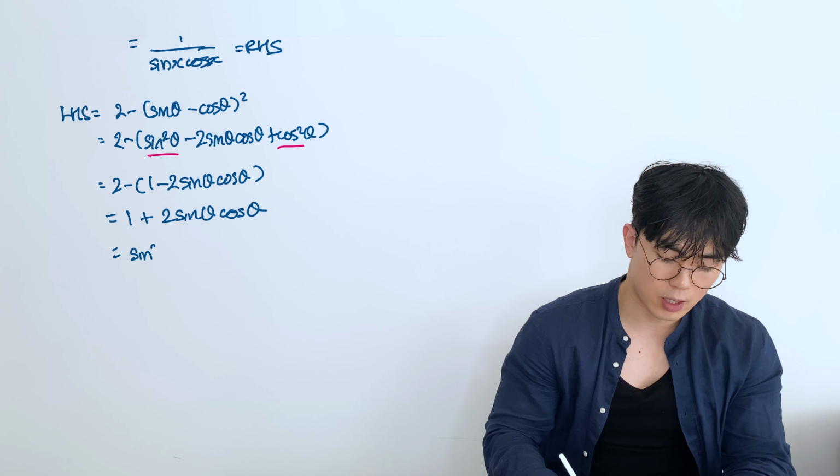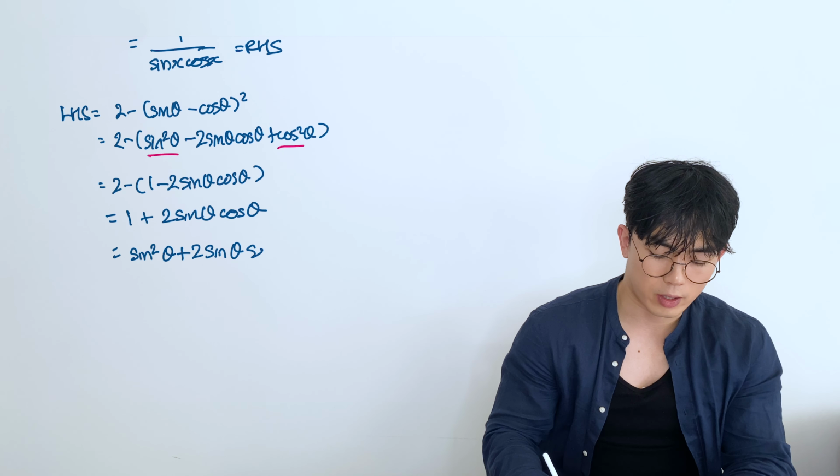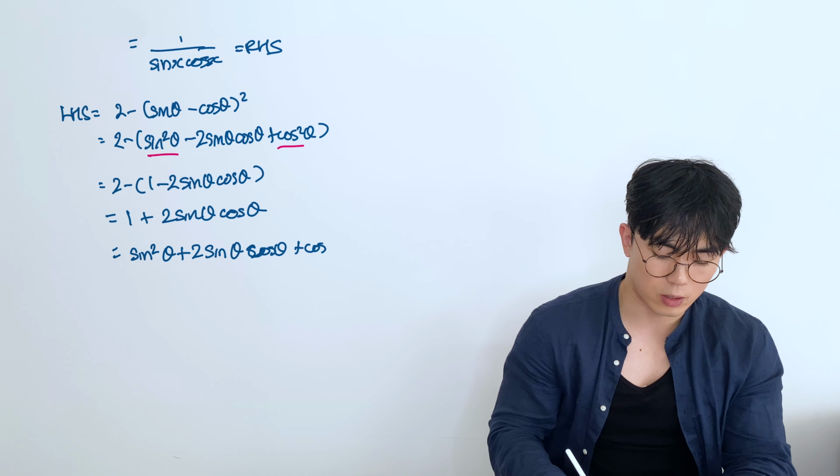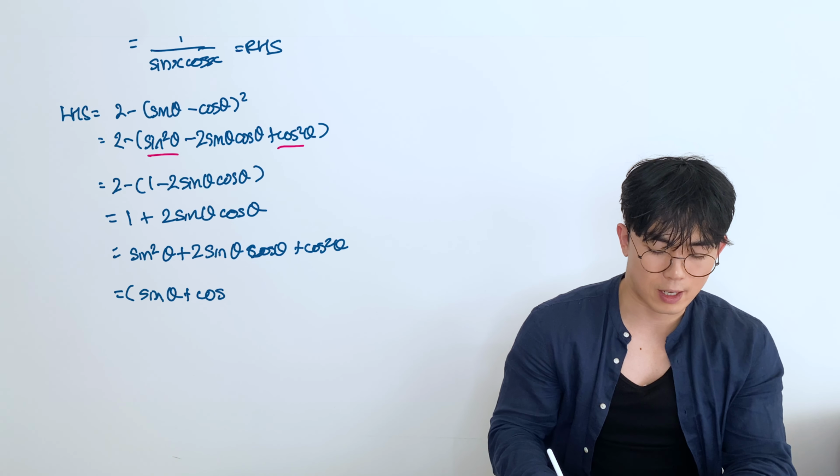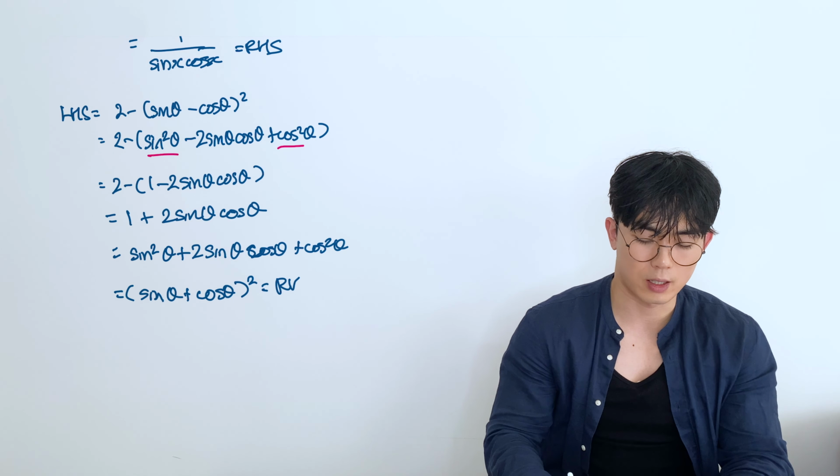If I write it like sine squared theta plus 2 sine theta cos theta plus cos squared theta, then you can see that this now factorizes to sine theta plus cos theta squared, which is equal to the right-hand side that they asked us to find here.